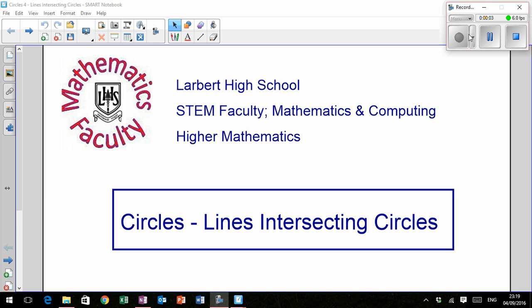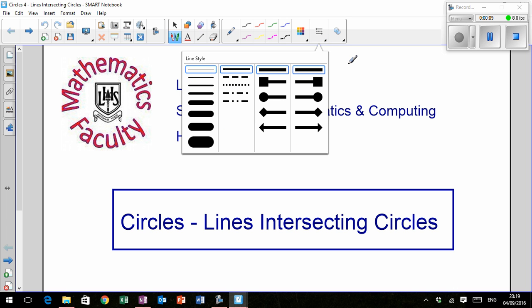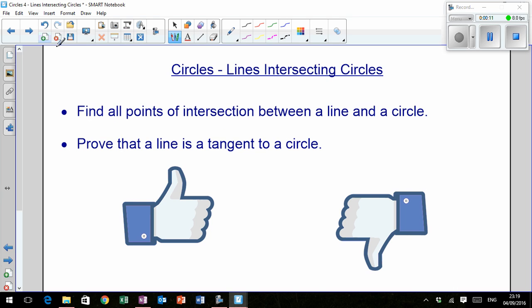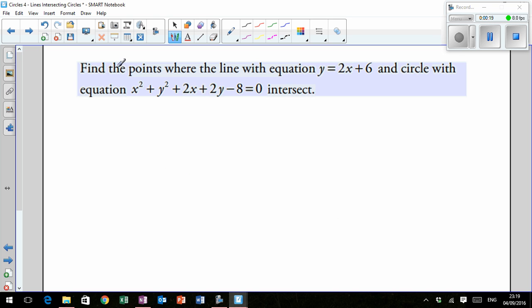Welcome to the fourth video in the circles topic at Higher Maths. What we're going to look at today is lines of intersection and proving tangents. Okay, so two things to take from this video: being able to find all the points of intersection between a line and a circle, and being able to prove that a line is a tangent to a circle.